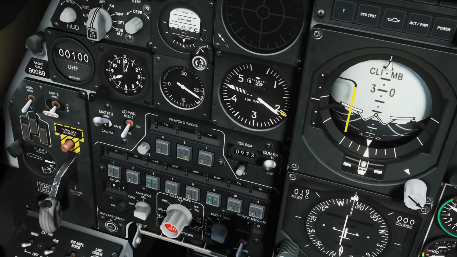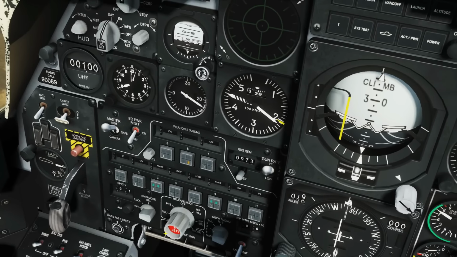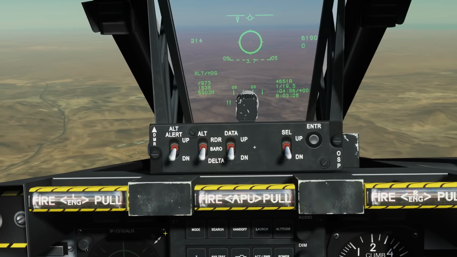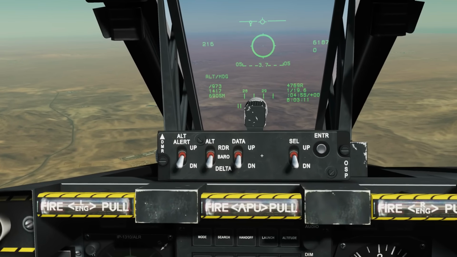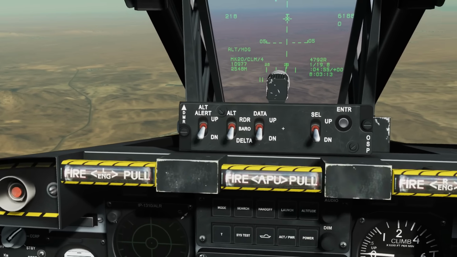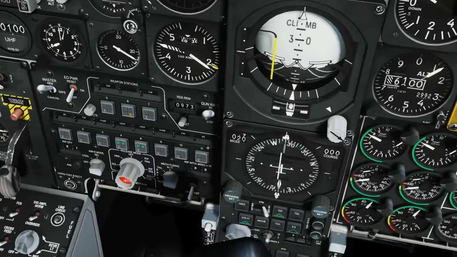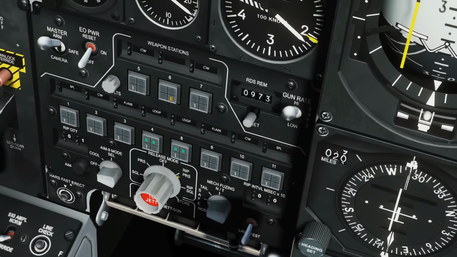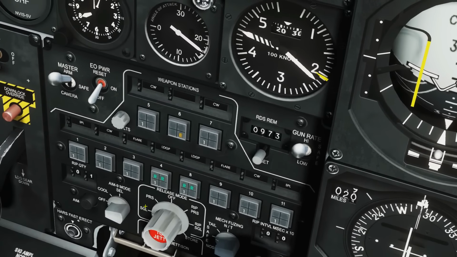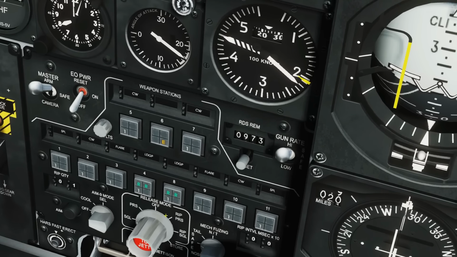Next, we've got the release mode of the weapon that you've got selected. So why don't we select something a bit more useful? Let's select our Mark 82s. Come on, work. There are the Mark 82s we've got selected, 6 of them on 2 stores. We've got the release mode here. We can release them in singles, pairs, or ripple mode pairs.